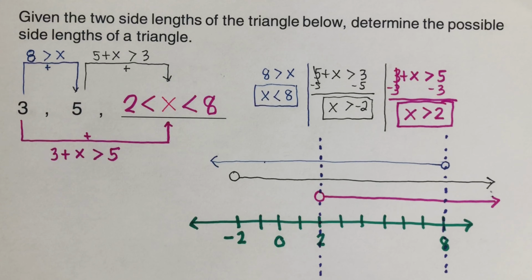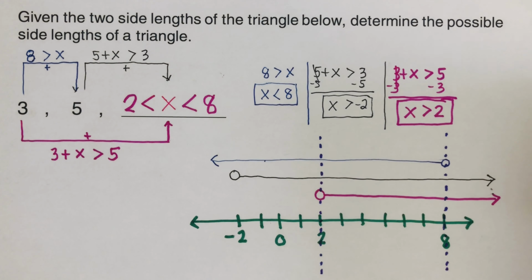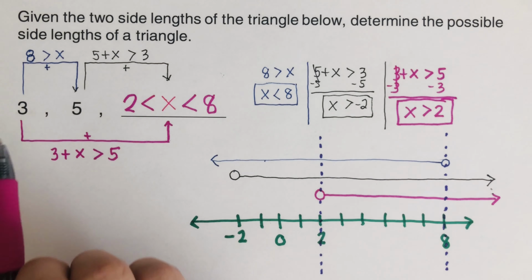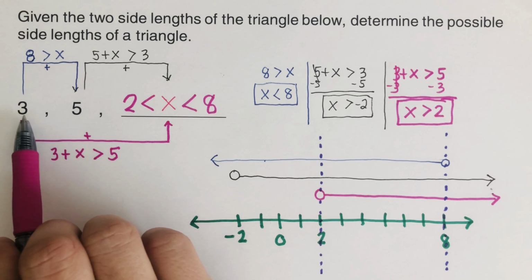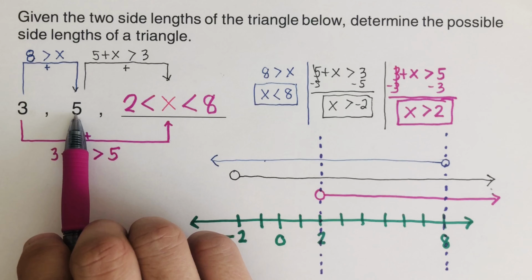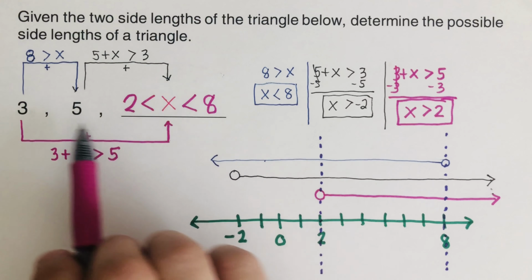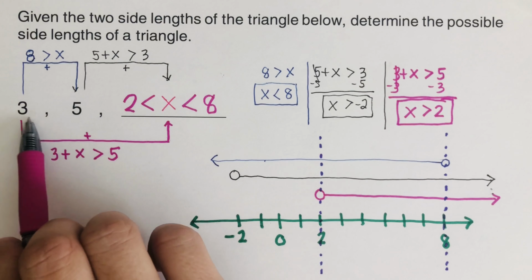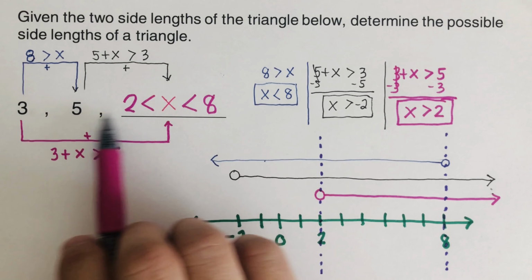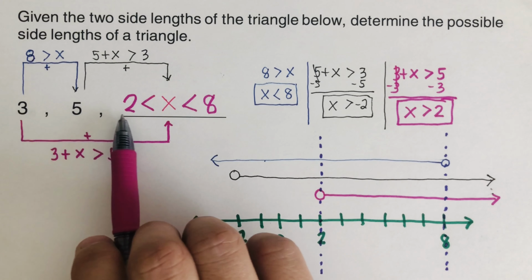Now, I'll give you a trick. There's a trick to this. The fastest way that we can determine this is that once we add these two, 3 plus 5 is 8. And subtract these two, take the absolute value, that's the lower limit. 5 minus 3 is 2.